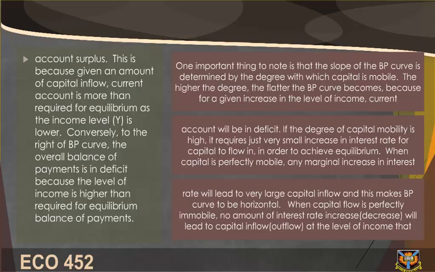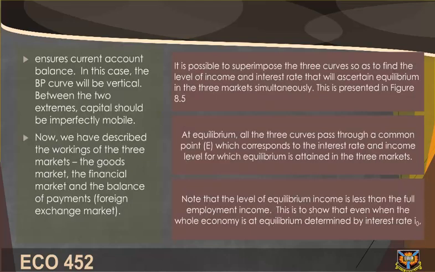When capital flow is perfectly immobile, no amount of interest rate increase or decrease will lead to capital inflow or outflow at the level of income that ensures current account balance. In this case, the BP curve will be vertical. Between the two extremes, capital should be imperfectly mobile.